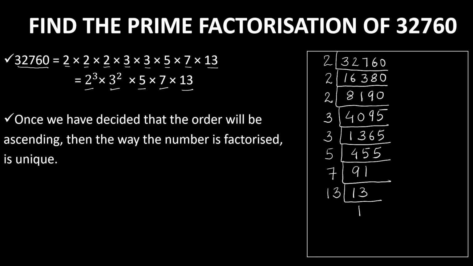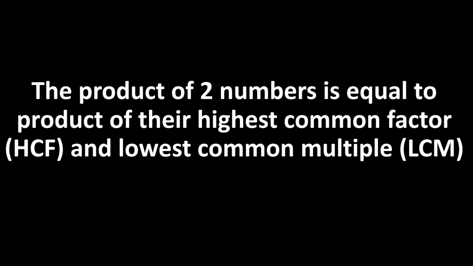writing those prime factors. We are going to go through this concept that the product of two numbers is equal to the product of their highest common factor HCF and the lowest common multiple LCM. So to understand this better, let's take one example and see how this statement is true with the help of that example. So we will be finding out the lowest common multiple and highest common factor of 6 and 20.